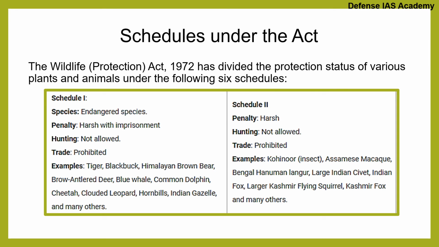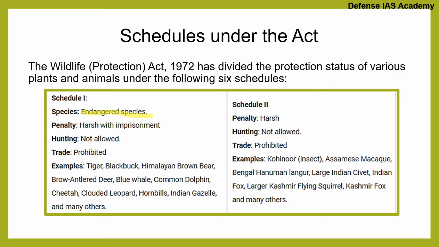Next, the schedules. So we have 6 schedules that come under the Wildlife Protection Act, which are aimed at protecting the various plants and animals. So let us see about the 6 schedules. Now the Schedule 1. So what does the Schedule 1 say? The Schedule 1 is aimed at species that are categorized as endangered species. It is for the endangered species.